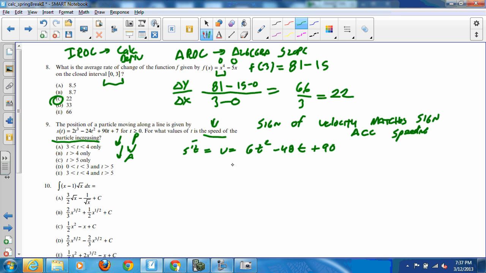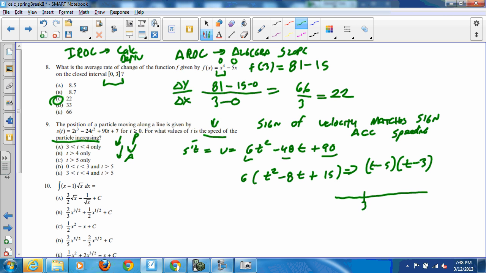plus 90. And before we move on, let's go ahead and factor out a 6. Looks like everything can be divided by 6. So should make our life a little easier. It's minus 8t, and 90 divided by 6 is 15. So over here we have what? T minus 5, T minus 3. So the critical values are t equals 3 and t equals 5. And that's velocity.